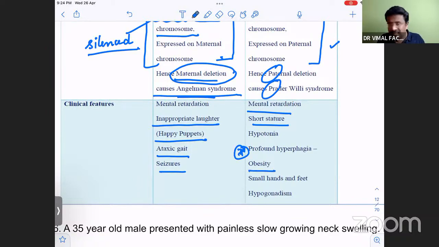This leads to obesity. But the hands and feet will be very small, and the child will have hypogonadism. So these are the possible things which they can ask you about genomic imprinting.